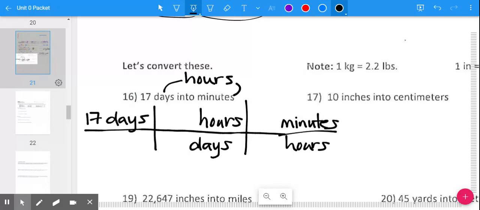So our progression through this whole thing, and I'm going to erase this as soon as I finish marking through it, is we have days at the top, days at the bottom, hours at the top, hours at the bottom, and it leaves us just with the minutes.